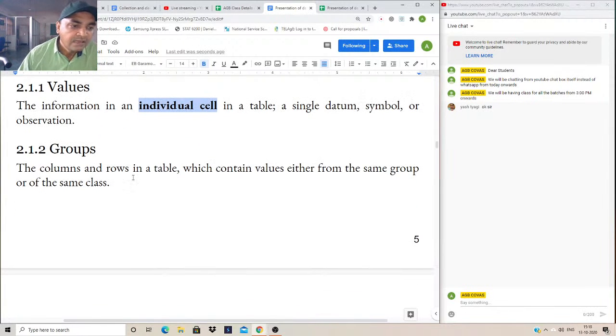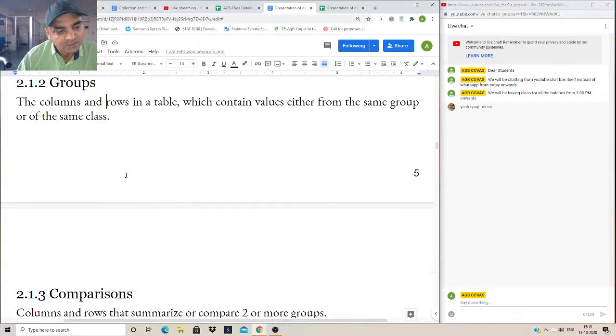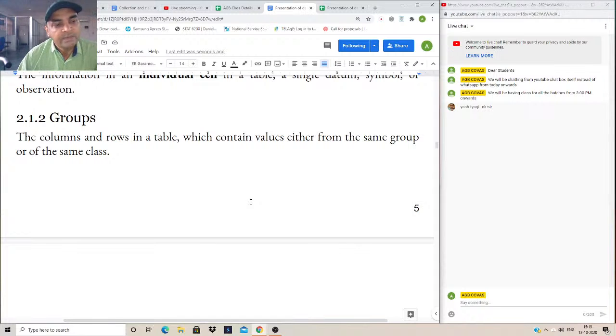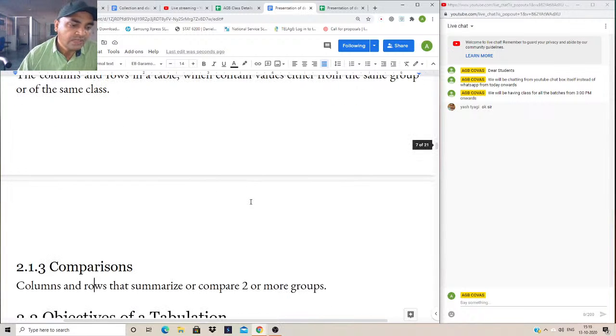The second thing is that the columns and rows in a table make groups, which contain values either from the same group or the same class. So the second essential of a table is grouping. The third essential of a table is comparison, that is, using a column or row that summarizes or compares two or more groups. Ultimately, the objective of making a table is to have values that can be assembled in the form of groups, and those can be compared.